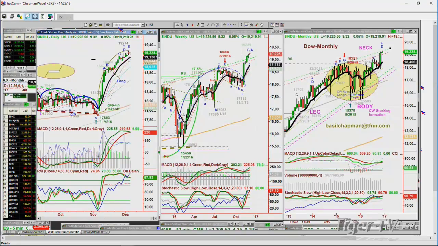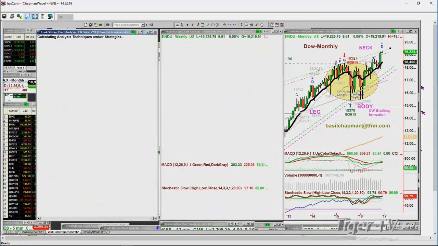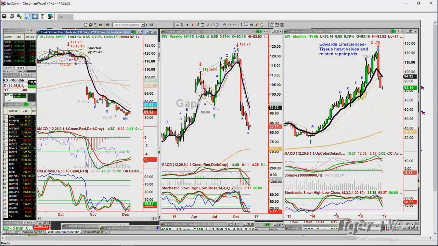But it also helps you identify tops. You remember we spoke some time ago that I used this technique in the Chapman Wave to identify a peak F top in Edwards Life Sciences. It had an all-time high of 121.75 on the 10th of October. The very next day, we shorted it at 121.41. That's 30 cents off the top. And look where it is now. It's at 83. It is down 31 or 32%. And it's all basic. There's the down arrow.